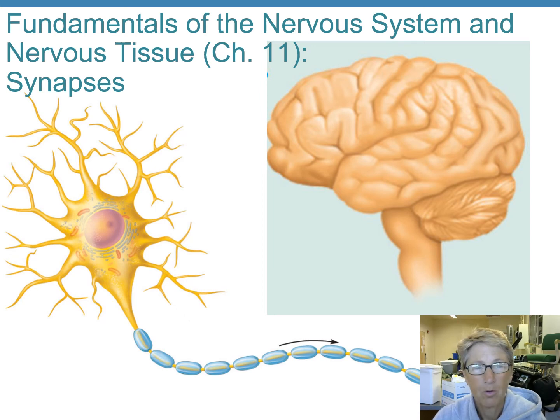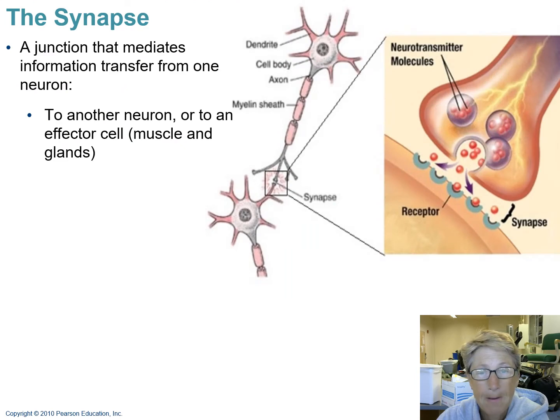Hello, welcome to Chapter 11, Fundamentals of the Nervous System and Nervous Tissue. This is the third in a series of 4 videos for Chapter 11. And today we're going to talk about synapses. And this should go pretty well because everybody's already learned about synapses when we did the neuromuscular junction back in Chapter 9.